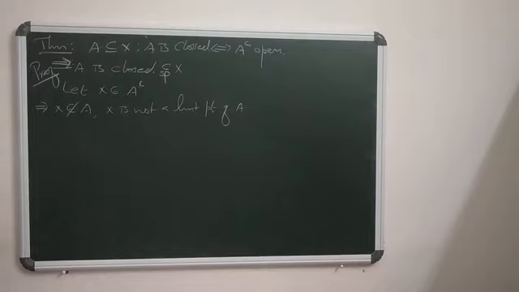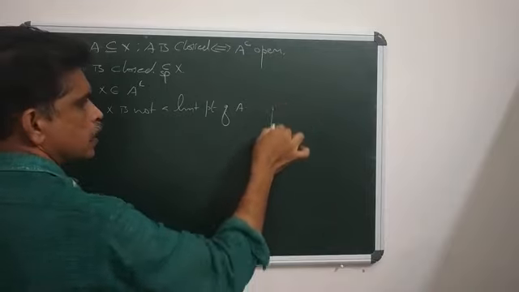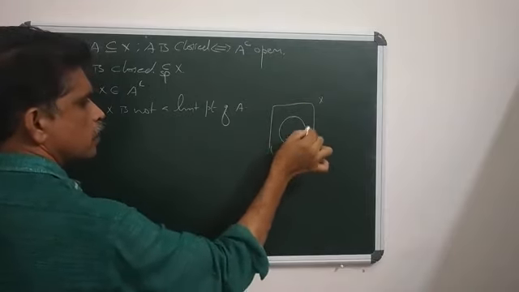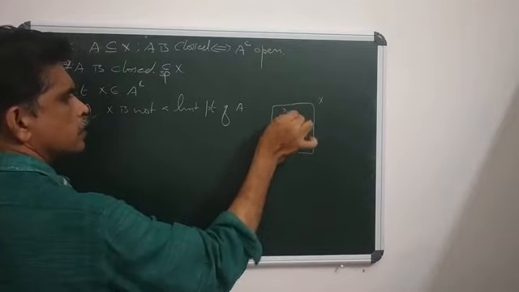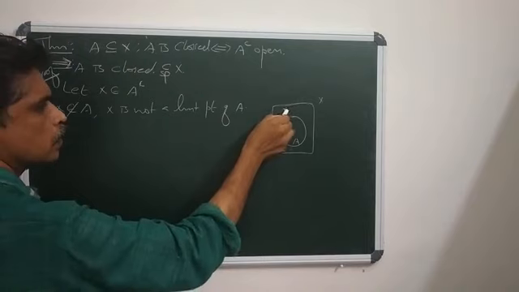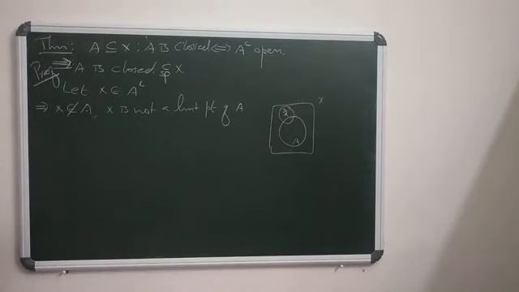X is the limit point of A means there exists an open sphere. Consider this argument. Suppose this is E and X. X is the limit point of A means there exists an open sphere which is centered at X and contains at least one point of A other than X.